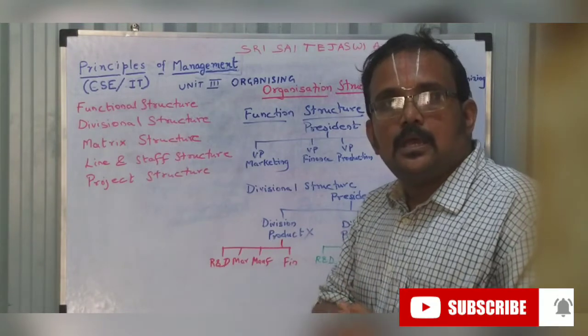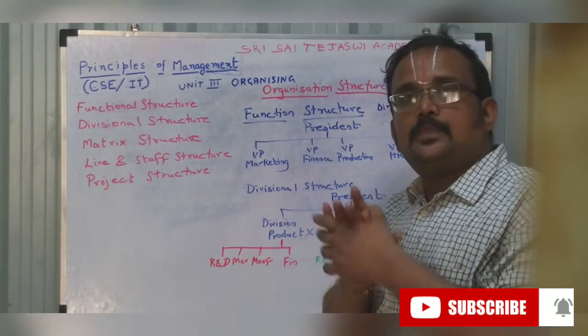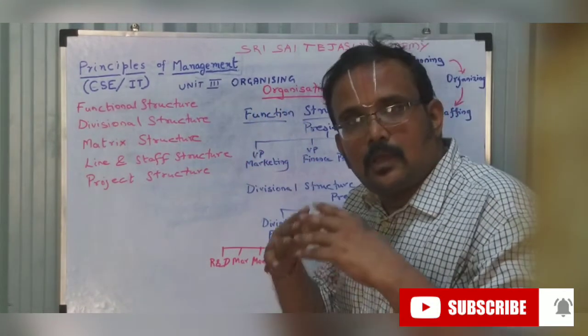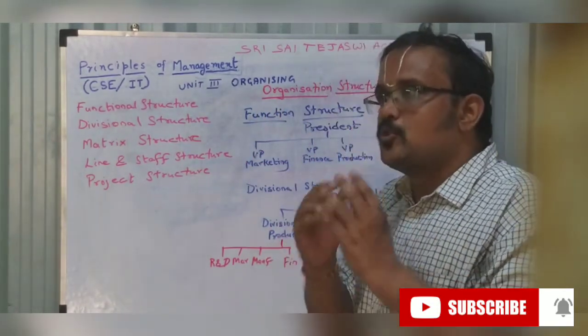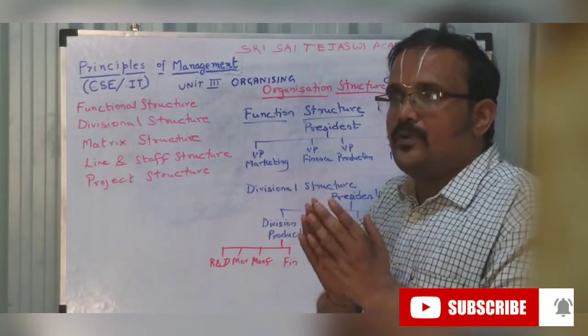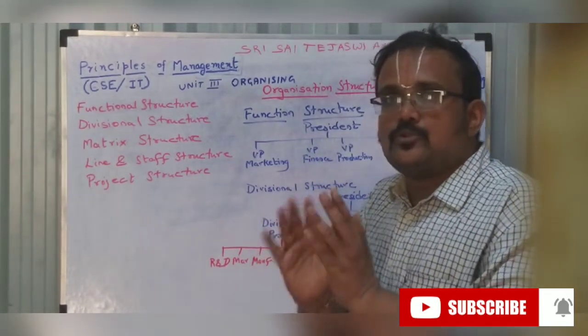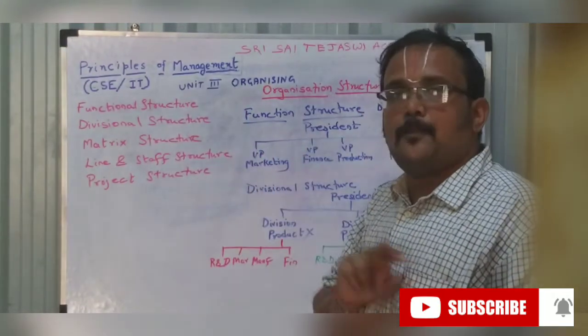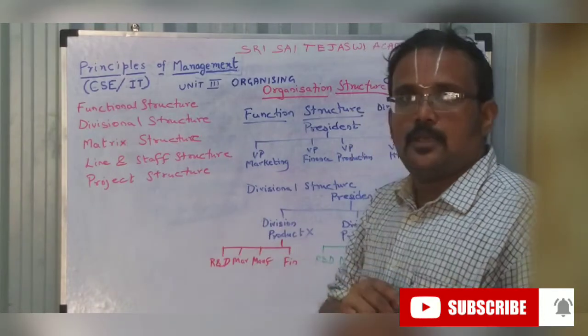Functional structure means that in the company, a person is grouped according to the function he does. As I told you, whoever is involved in maintaining accounts will be in the accounts department. So if we put the structure based on what they do, that is called functional structure.